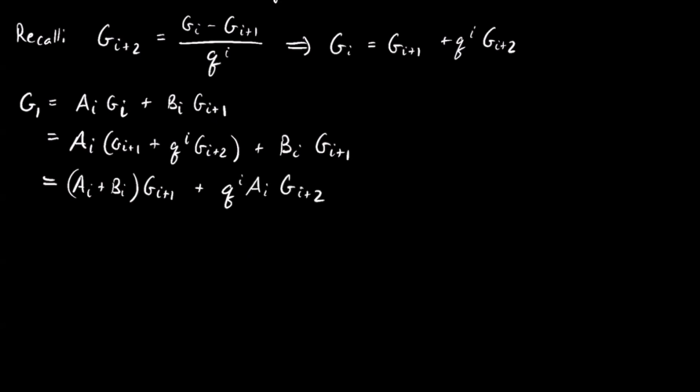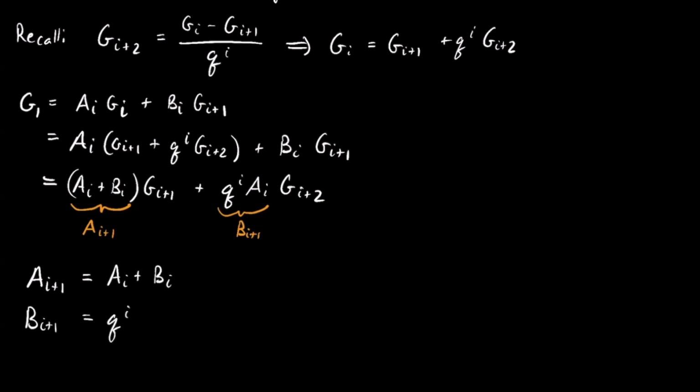All right, so we have an expression that looks like this. And the thing to notice over here is that this is our a_{i+1}. And this guy right here is our b_{i+1}. Right? So remember, the idea is that the a_i's go in front of the g_i's, the b_i's go in front of the g_{i+1}'s. So this is our new expression. And so we're able to write something quite nice down, right? We're able to say a_{i+1} has to equal a_i plus b_i, and b_{i+1} has to equal q to the i a_i.